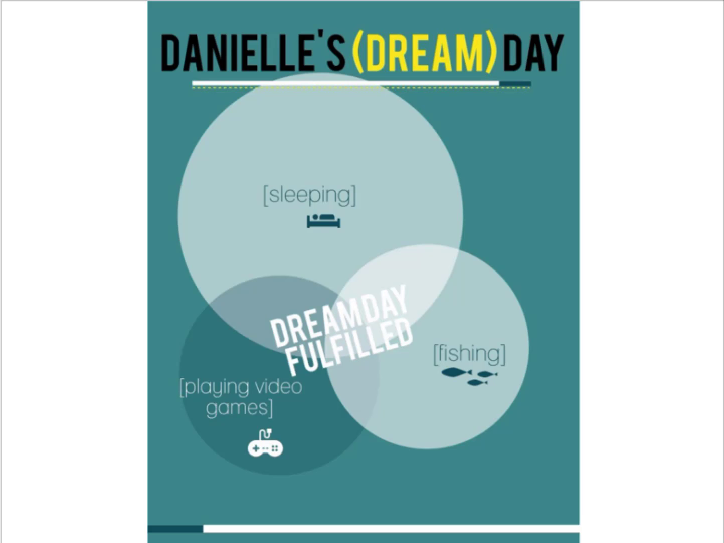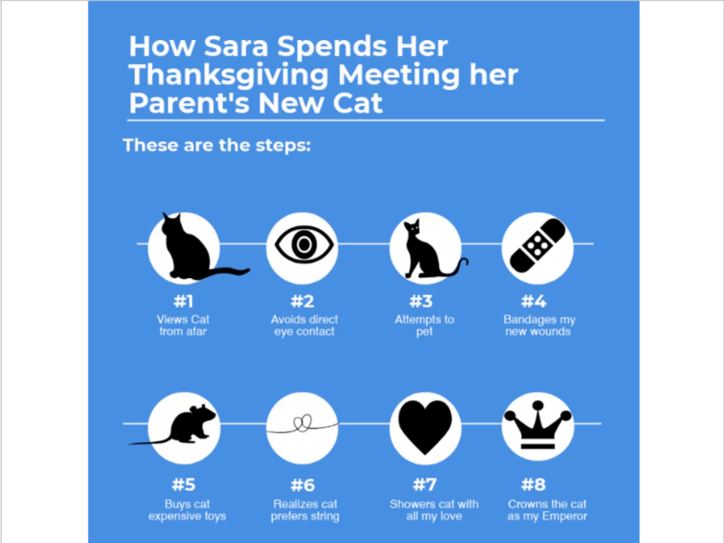Here's an example I created, and I did this both conceptually, that is without specific hours or percentages, and aspirationally. This is a dream day, not an actual typical day. Here's another example, and rather than create an infographic of her average day, the student described how she anticipated spending Thanksgiving meeting her parents' new cat.